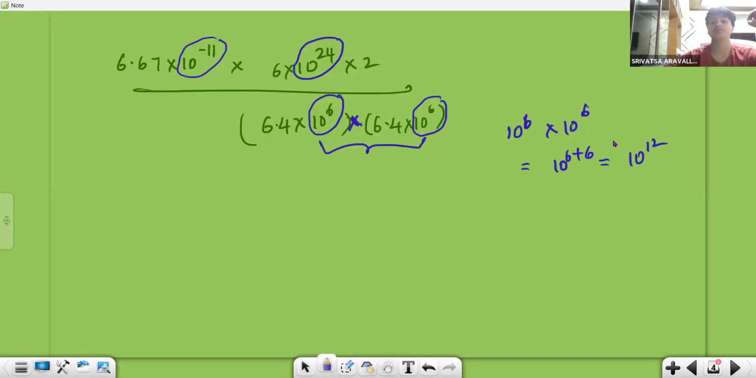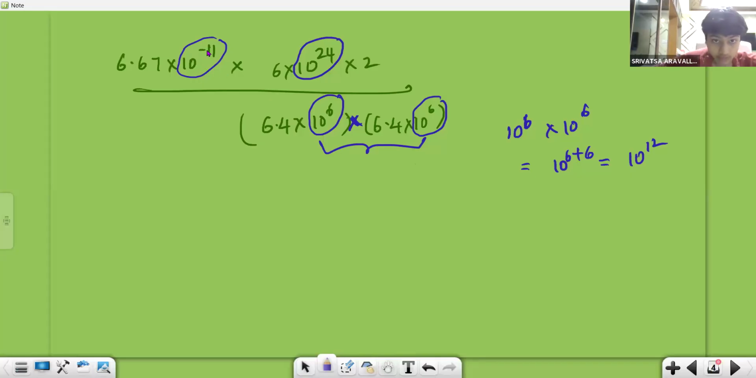So 10 to the power of 6 plus 6 means the base 10 will have power 12. The base will be the same. When bases are the same, powers are added. As they are the same powers, we are adding. Okay. 10 power 12.